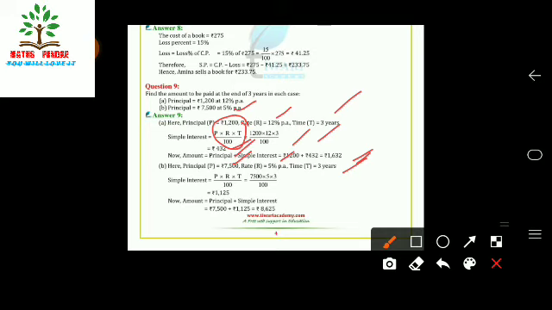Now in the second part, the principal is rupees 7500, the rate percent is 5% per annum, and the time is 3 years. Again the formula for simple interest is P into R into T over 100. So 7500 multiplied by 3 multiplied by 5 over 100 is equal to 1125. Amount is always principal plus simple interest. So the principal is 7500, the interest is 1125, and adding both, the result is 8625. So this is the amount, rupees 8625.